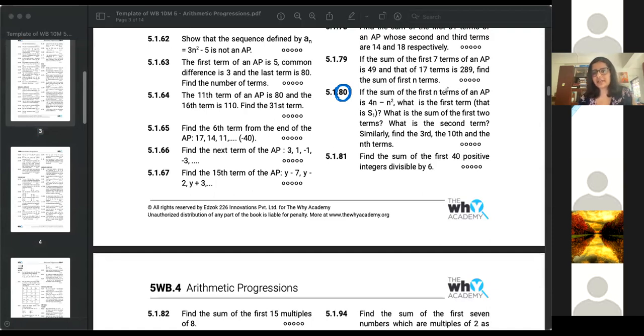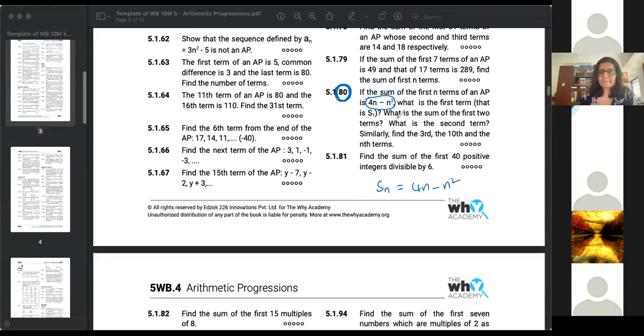If the sum of first n terms of an AP is 4n minus n square. So Sn, instead of giving you A and D specifically, they just said Sn equal to 4n minus n square. Then what is the first term? Oh, the hint is given right here. And then what is the sum of first two terms? So the questions are given in an orderly way. This is actually a very good, simple question. If you do this question, you get the logic behind how to use this kind of an expression to figure out the whole AP.